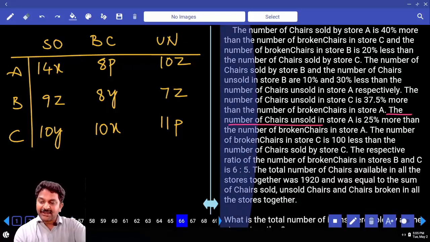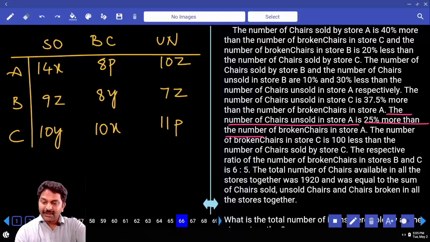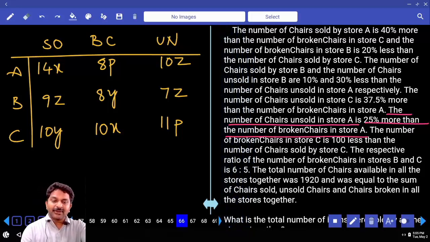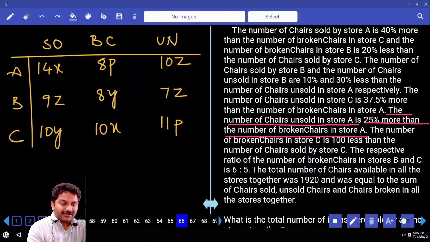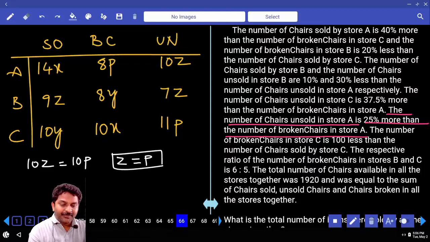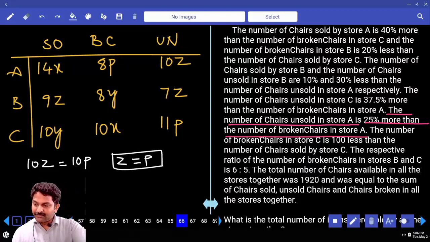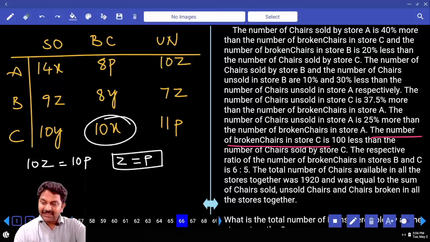The number of chairs unsold in store A, 10z, is 25% more than the number of broken chairs in store A. Broken chairs in store A, 8 parts, 25% is 2 parts more, right? That means now the conclusion says 10z is equal to 10 parts. From this I can say z and p both are equal. Understood? Continue.